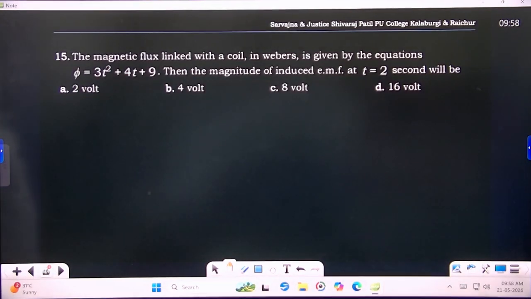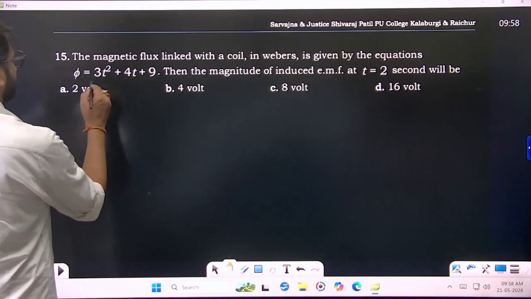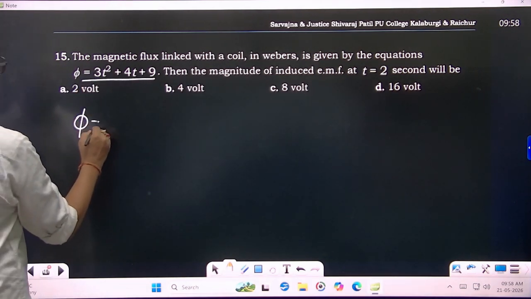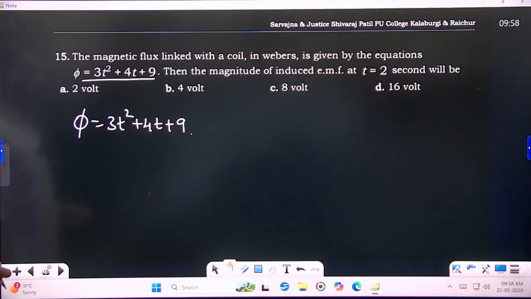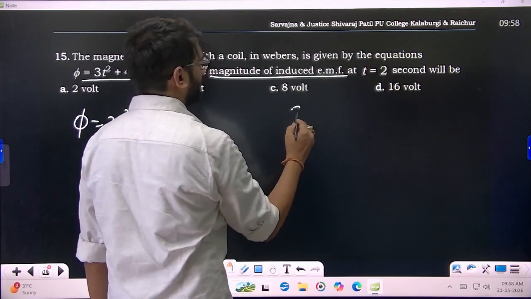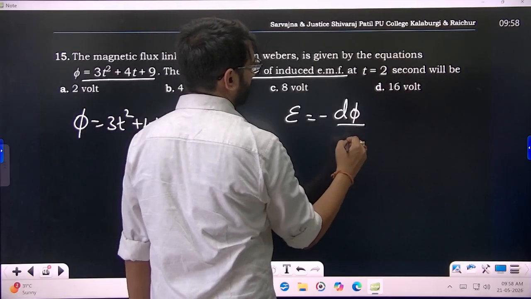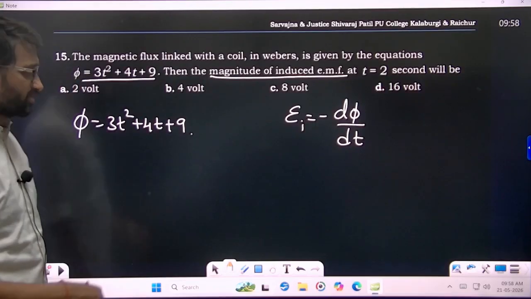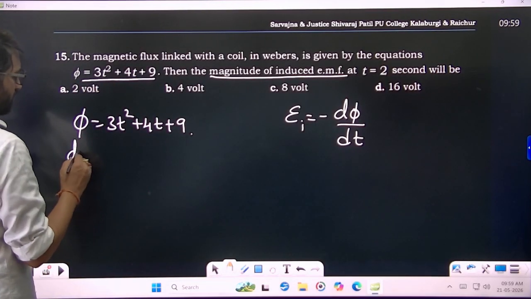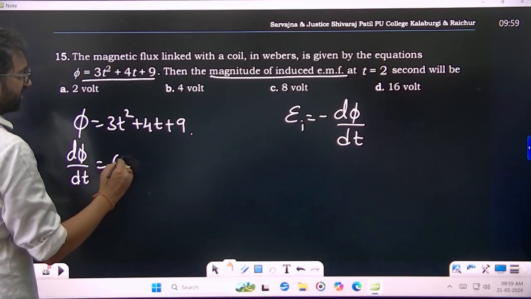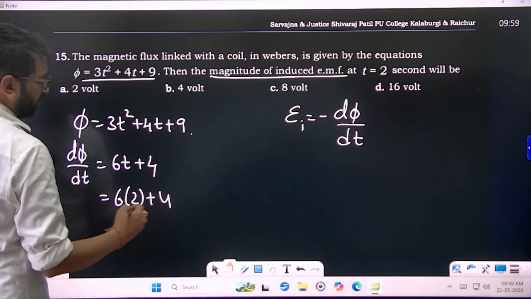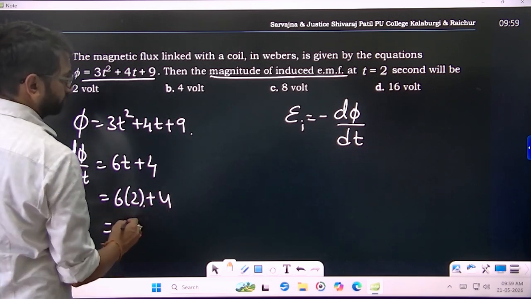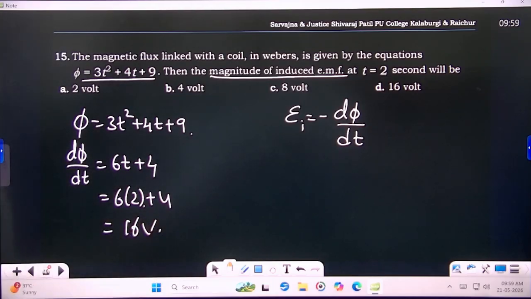Next, 15th one. The magnetic flux linked with the coil in Webers is given by the equation, 3t square plus 4t plus 9. Then the magnitude is asked. Induced EMF is equal to minus d phi by dt. But as magnitude is asked, we can directly differentiate. d phi by dt is equal to 6t plus 4, at t equals 2 seconds. So 6 into 2 plus 4, 12 plus 4, 16, which is the fourth option.